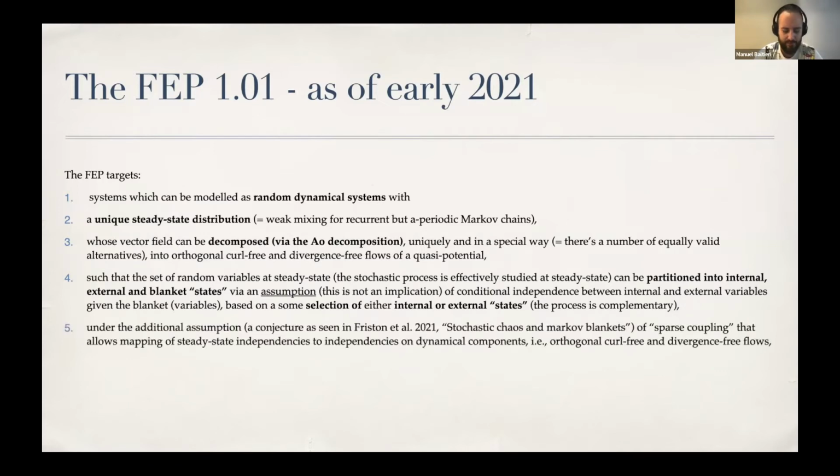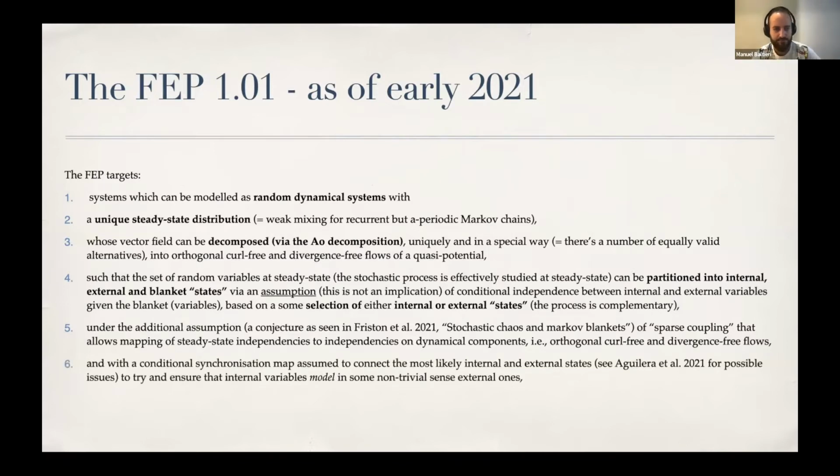Then there needs to be a special assumption regarding how to connect what I just said about the partitions of internal, external, and blanket states at steady state to the dynamical representation of this random dynamical system. So how is this steady state telling me anything about the flows of this random dynamical system? Friston has something he calls a sparse coupling conjecture, which is basically saying that if you knock out some of these divergence-free components, you're going to be able to do something about it. I'm not going to go too technical into that. It's something we can discuss at the end, after the talk.